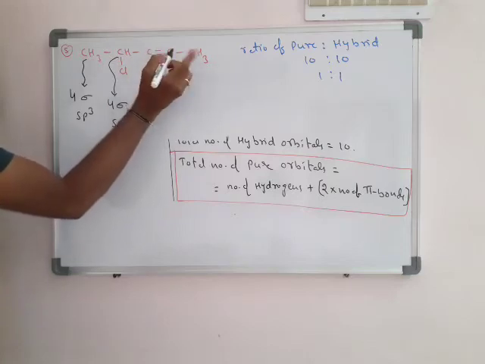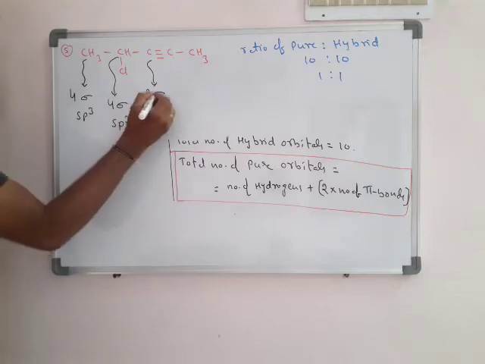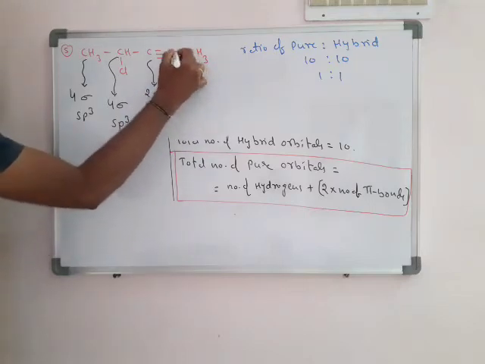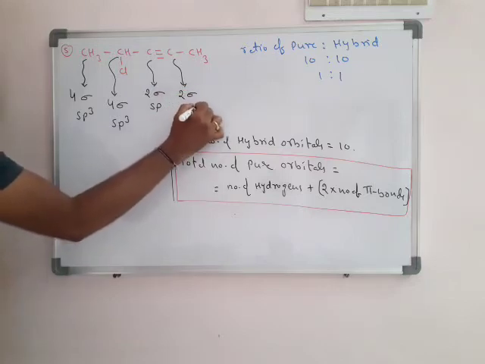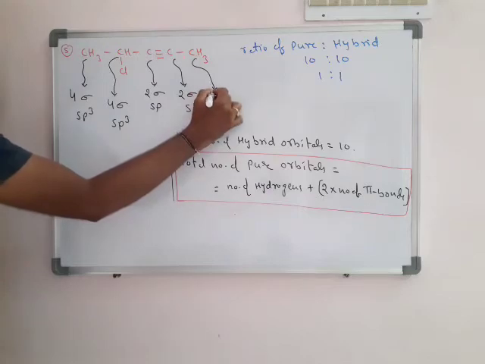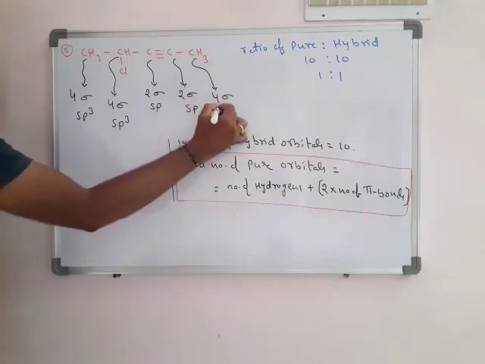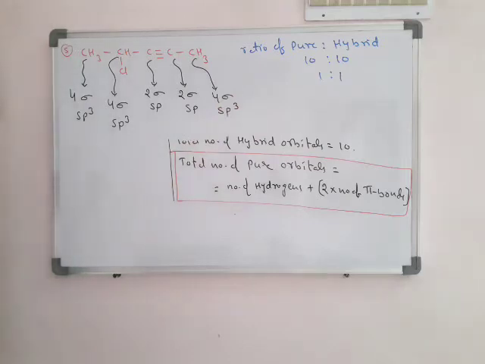Here the triple bond has 1 sigma; with the left side 1 sigma, only 2 sigmas, that is sp. It is the same condition on the right side and left side: 1 sigma, 1 sigma, total 2 sigmas, sp. What about this one with 3 hydrogens and 1 sigma? That is 4 sigmas, so sp3. These are the hybridizations of the carbon atoms.